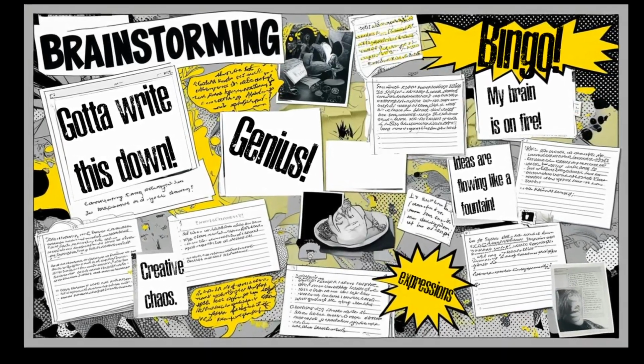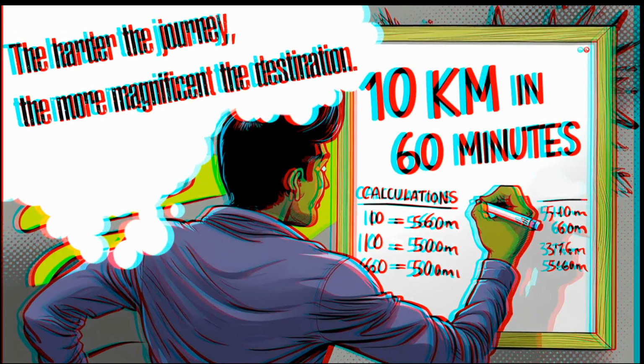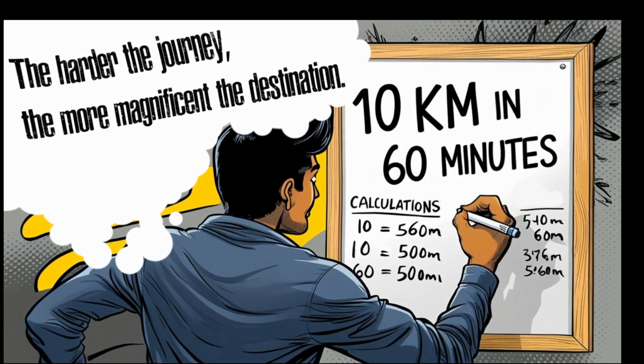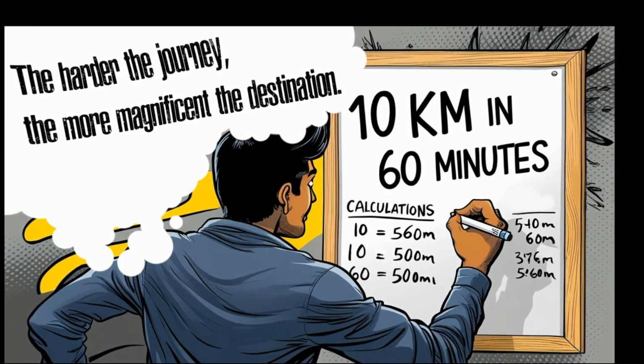Example of a SMART goal. If you want to start running, a vague goal like, "I want to run faster," isn't helpful. A SMART goal would be, "I will run 10 kilometers in 60 minutes within 3 months, training 4 times a week."